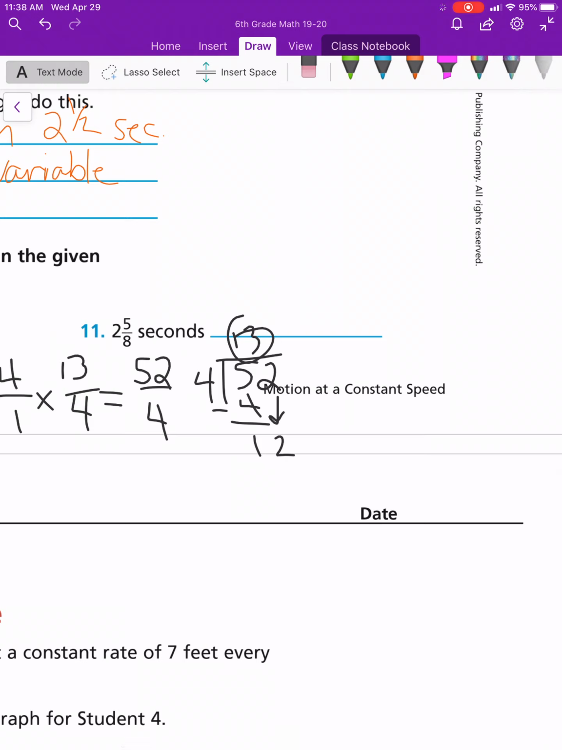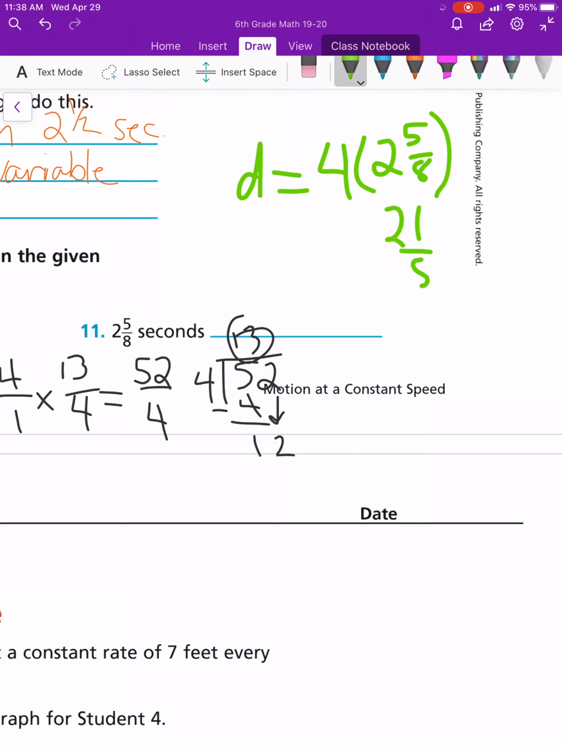Okay, moving on, 2 5/8. I would do the exact same thing. D is equal to 4 times 2 5/8. Man, what is with these long numbers? This is going to take us forever. 8 times 2 is 16, plus 5 is 21 over 8, times 4 over 1 equals 4 times 21 is 84. And I know that because 4 times 1 is 4. 4 times 2 is 8. Over 1 times 8 is 8.